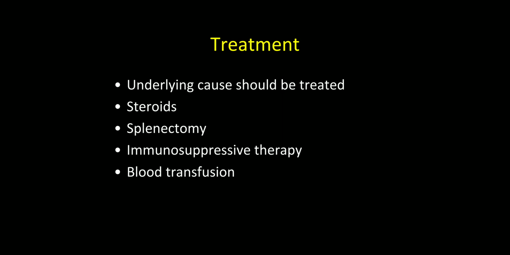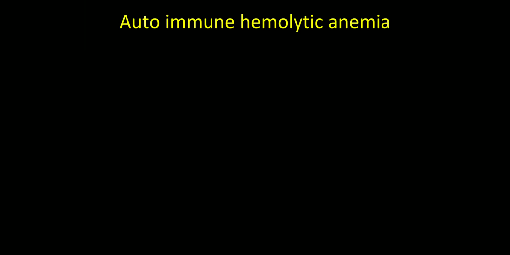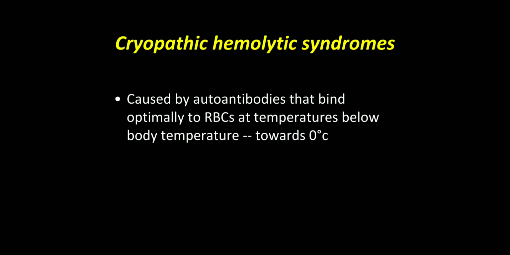Okay, that finishes warm antibody type of hemolytic anemias. Now we'll move on to the next one, that is the cold antibody type or cryopathic hemolytic syndromes.